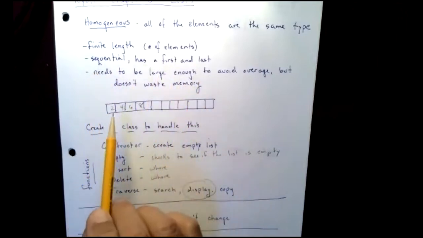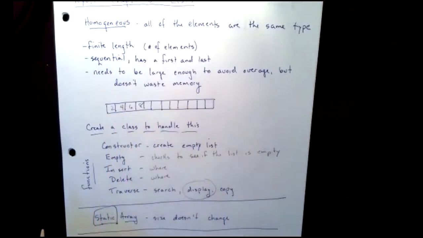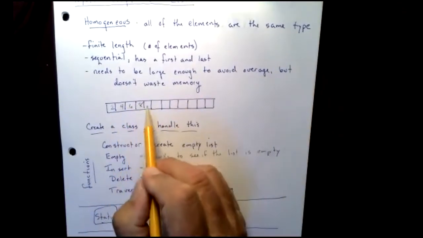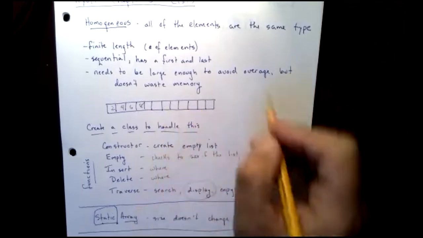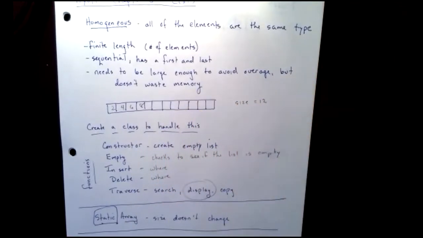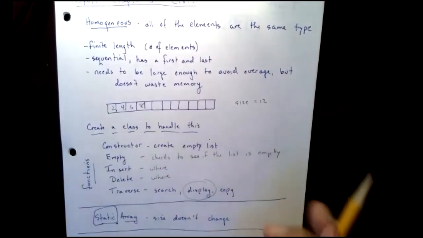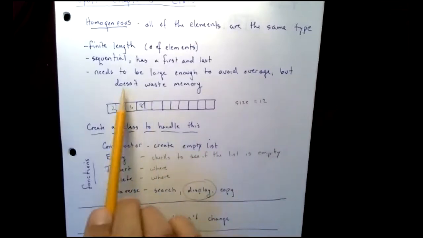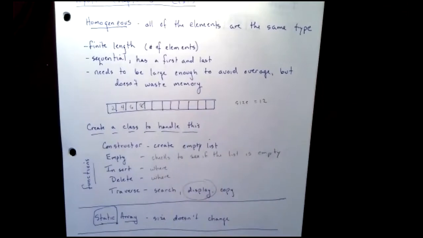In my list, it's sequential. It has a first and a last. And you see, I just threw some numbers in this array: 2, 4, 6, and 8. We'll know what our size is because 1, 2, 3, 4, 5, 6, 7, 8, 9, 10, 11, so the size of this array is 12. It's a good number to hang on to. We know we'll use subscripts 0 to 11. But again, our problem is going to be deciding whether we have enough memory or not.